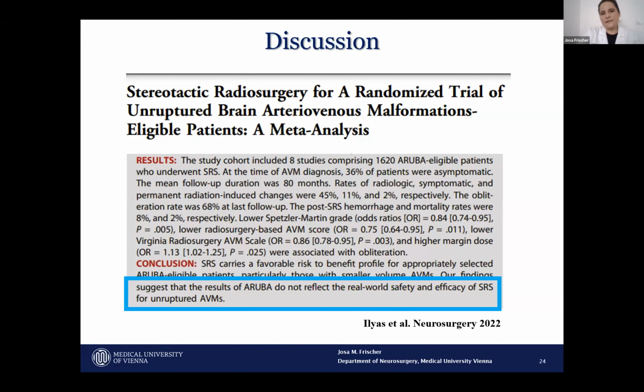However, as I've said before, the ARUBA study is still the only prospective randomized trial. So we actually have to take that into consideration when counseling patients in my everyday practice. And this has been, to be honest, a problem for me for the last few years since the ARUBA study had been published, and even since the follow-up study had been published in 2020.